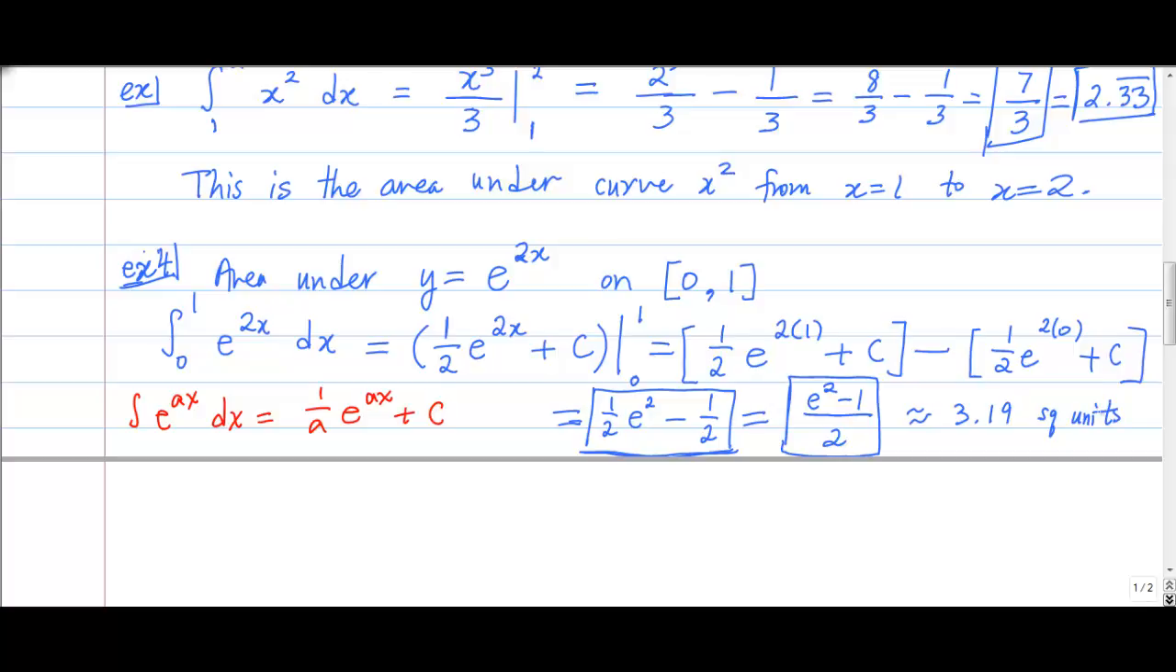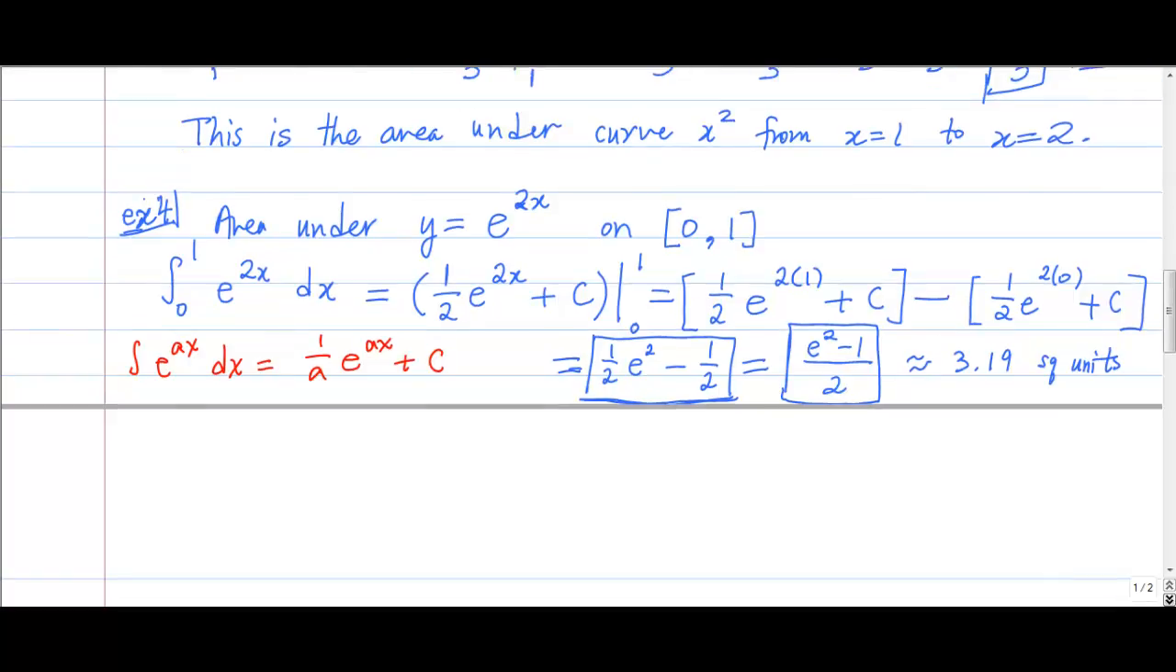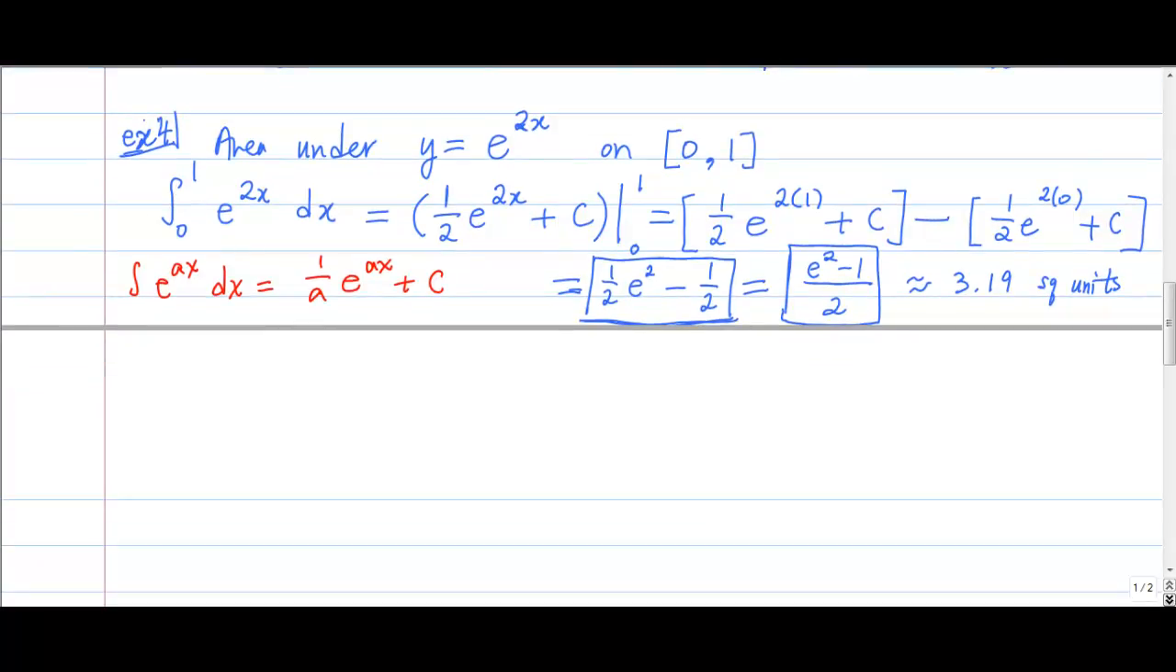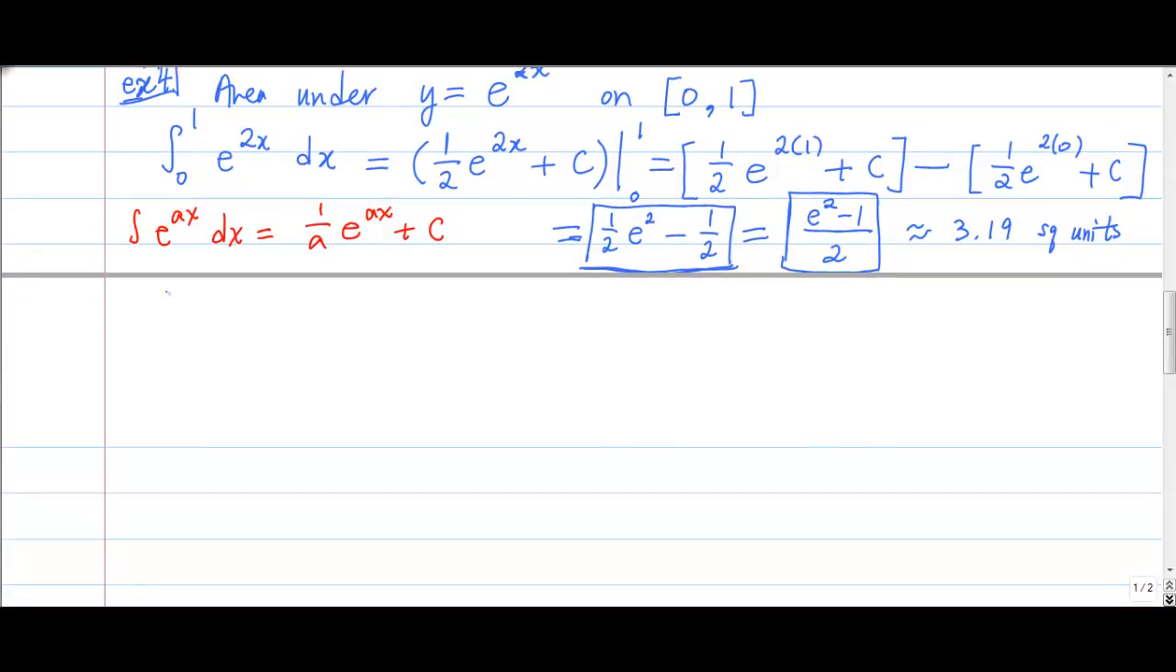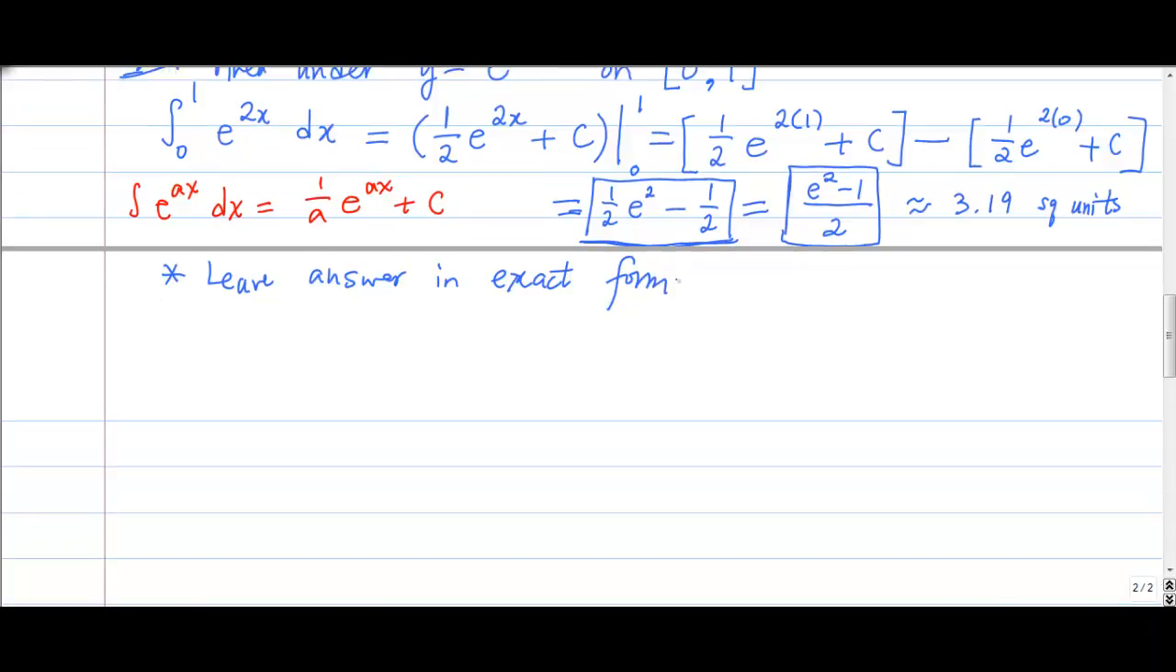So unless the homework or the test asks for the decimal approximation, leave your answer in exact form. Okay, so I'm going to put a little note here. Leave the answer in exact form.